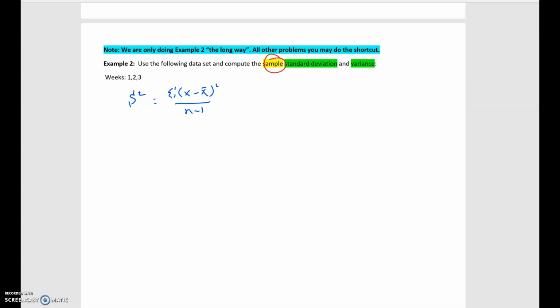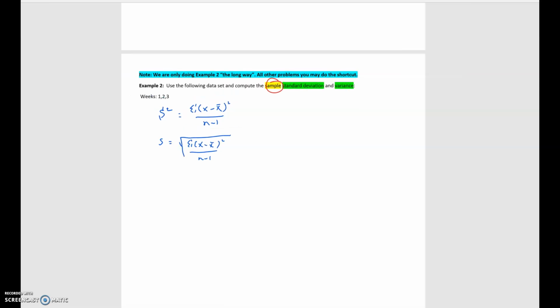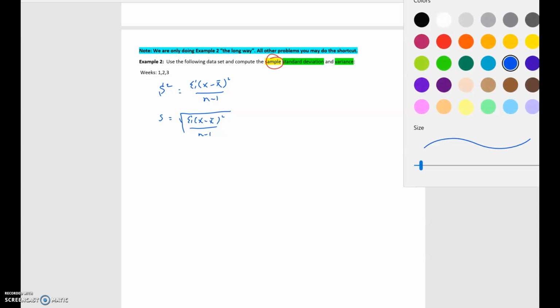The actual standard deviation is just going to be s, which is the square root of the sum of x minus x bar, squared, divided by n minus 1. The entire fraction is underneath the square root. Now, for any of these formulas, you technically need the mean. So we're going to start with the mean.